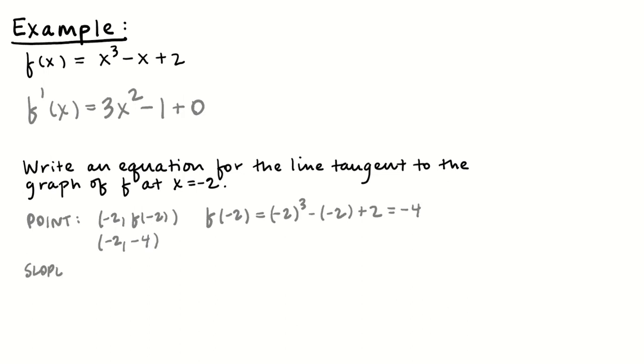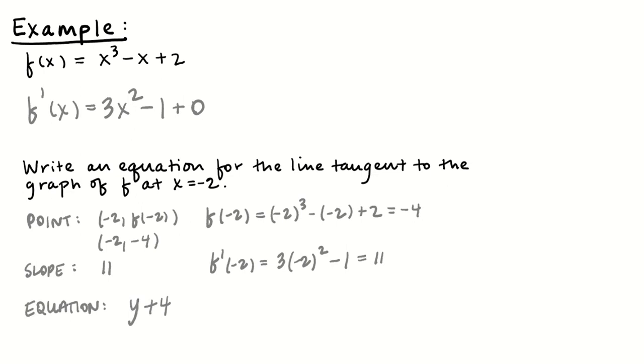Then my slope, well, I need to figure out what is f prime of negative 2. That's going to be equal to 3 times negative 2 squared minus 1. So 3 times 4 is 12 minus 1 is 11. So I've got a slope of 11, and then I can write the equation of my tangent line. I'll say that's y minus the y coordinate we know, y minus negative 4 is equal to this given by f prime times x minus the x coordinate that we know. All right.